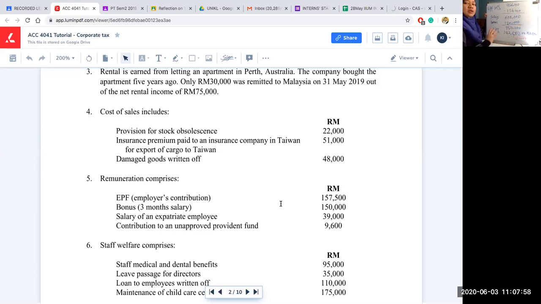So benda ni, you kena tunjuk kat workings lah. Alright, you have one page untuk your workings. Your working untuk apa? Untuk note number 4 EPF. Oh sorry, note number 5 for your EPF. Is that clear?